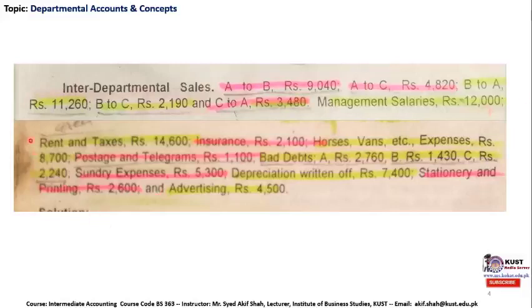The more data pertaining to this question, which will assist us to complete our profit and loss statement, is rent and taxes paid of 14,600. The insurance expense paid by the business is rupees 2,100. Similarly, the expenses related to horses and vans purchased are rupees 8,700. Postage and telegram expenses are rupees 1,100.